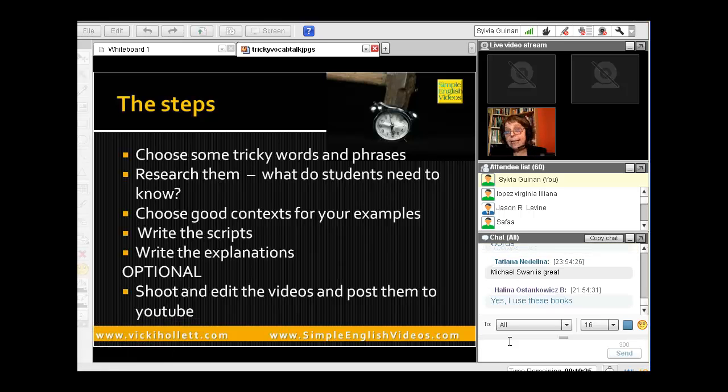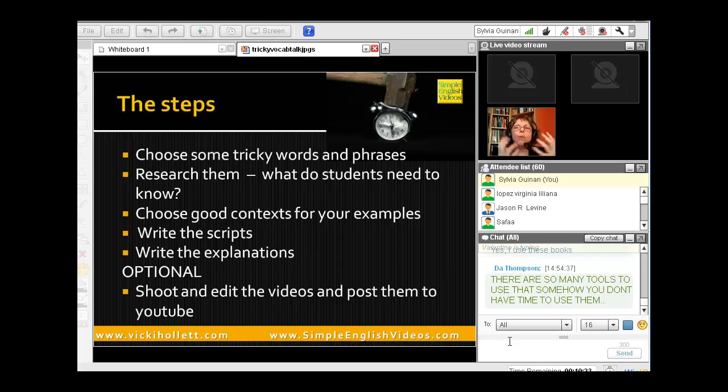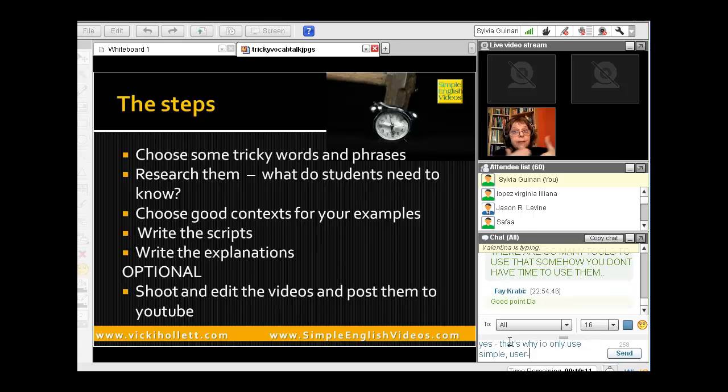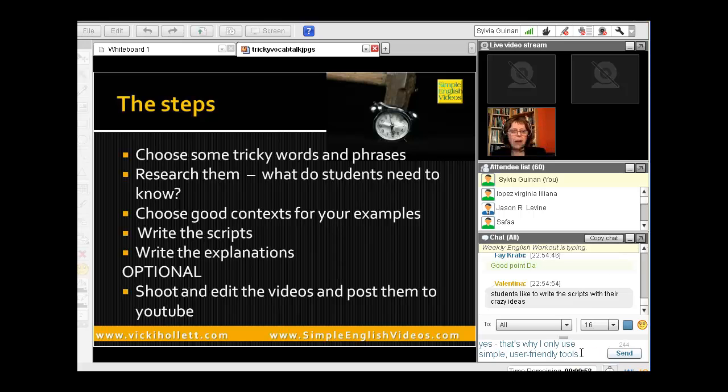Then I write the scripts. I keep them short, I keep them brief, because the videos can't get too long. And when I've written the scripts, that's when I generally write the explanations. I write the little parts where I'm explaining the words that come up in the video. And that's your post-course task. You're going to do the same thing. Is that clear? Do you understand?